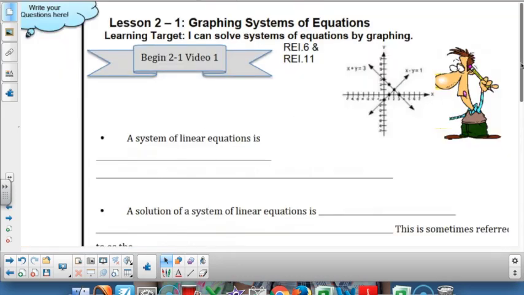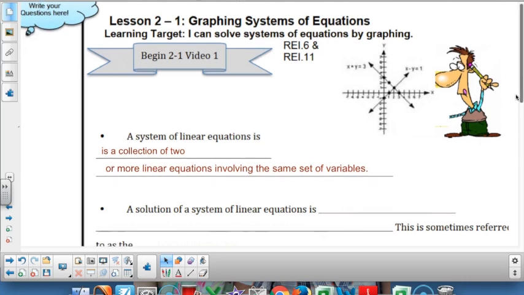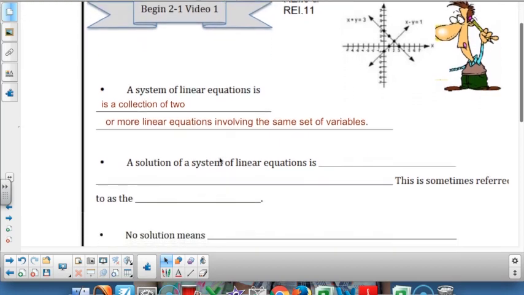All right, so before we get too far into graphing them, we've got to talk about what a system of linear equations is. A system of linear equations is a collection of 2 or more linear equations involving the same set of variables, which means they both have x or they both have y, but you've got more than just one equation. Most of the time we're going to have 2 equations, but occasionally you might have more.